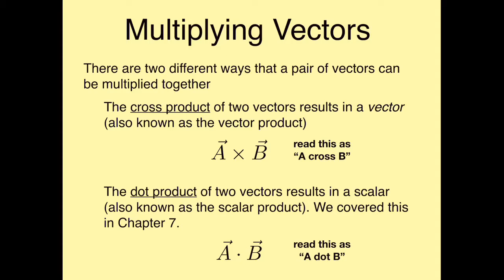The cross product of two vectors, let's say A and B, which we write as A cross B, gives you a vector. The result of this cross product is just another vector. On the other hand, when we have a dot product, A dot B, the result is a scalar, just a number, so we sometimes call this the scalar product. Remember, we covered this back in chapter 7 when we first introduced the idea of work. Now we're going to look into the cross product.